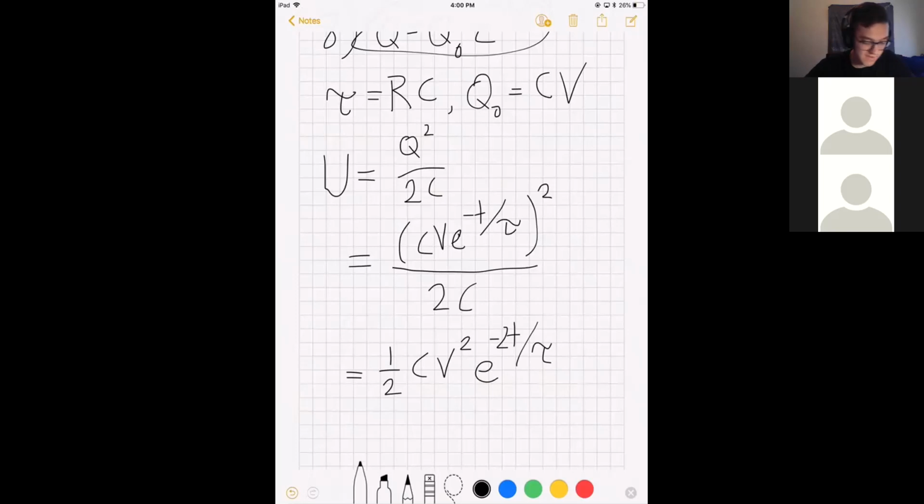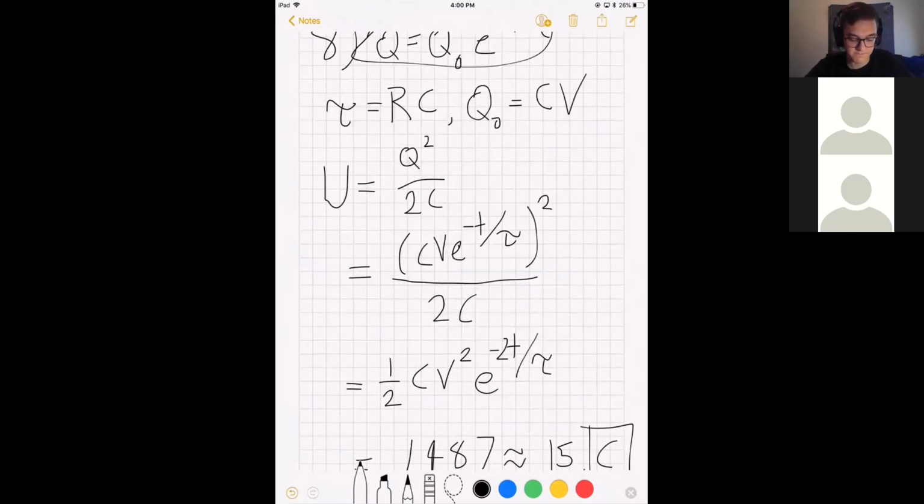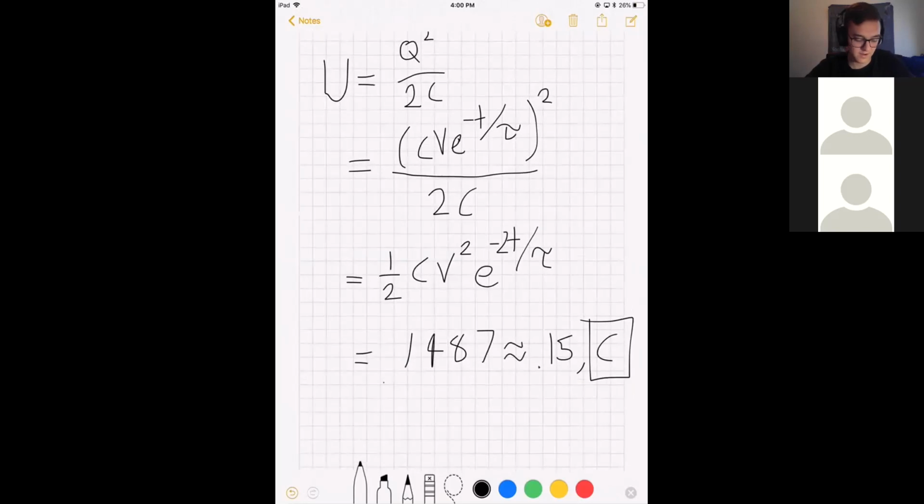Okay, so we've got that, and when you plug it into your calculator, you get a value of 0.1487, which is about 0.15. The answer is C. It's in units of joules. So yeah, that's how you do it. It's just a matter of doing a bit of algebra and then plugging in. The plugging in is a bit tedious to do on your calculator, but you can do it, I'm sure.